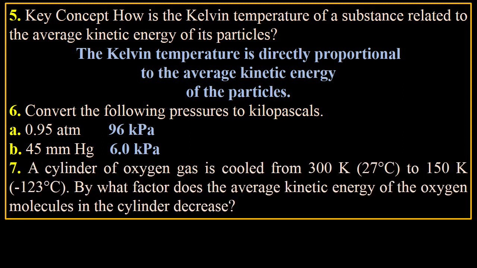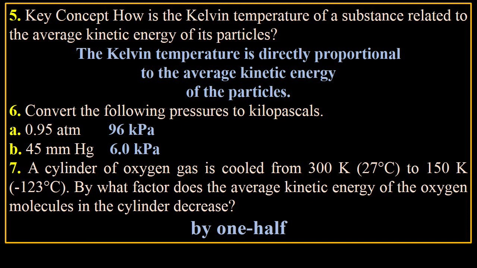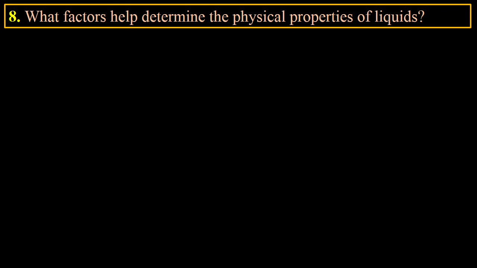Number 7. A cylinder of oxygen gas is cooled from 300 Kelvin to 150 Kelvin. By what factor does the average kinetic energy of the oxygen molecules in the cylinder decrease? Well, it's proportional, and so you can use Kelvin. 300 to 150, so it's going to decrease by 1/2 because it's proportional. You can't do it in Celsius. It would make no sense. But you can do it in Kelvin, because it's proportional.